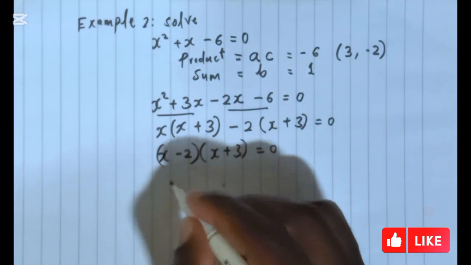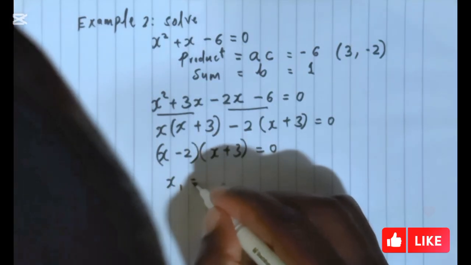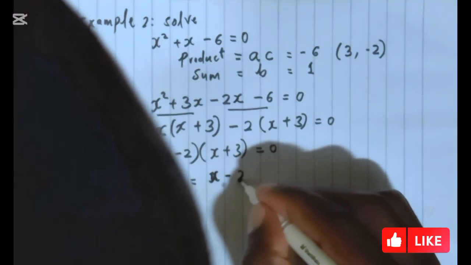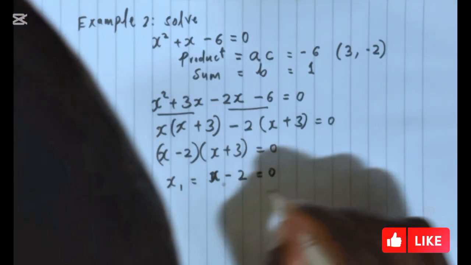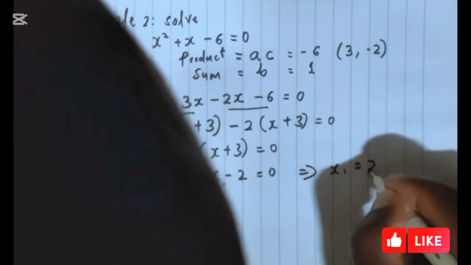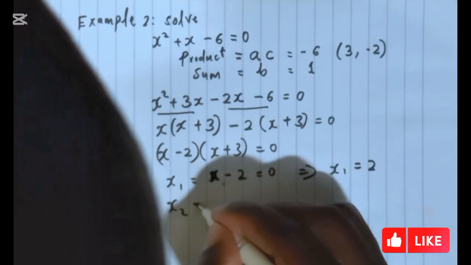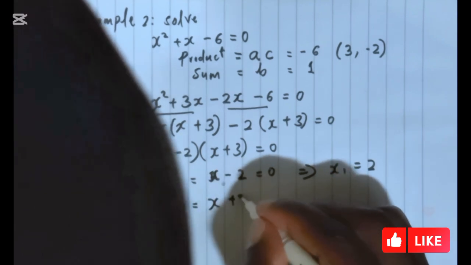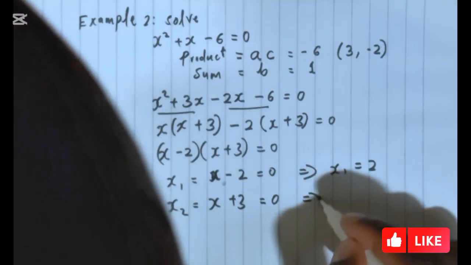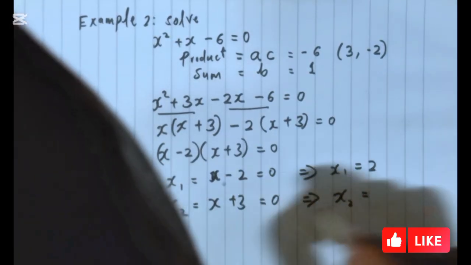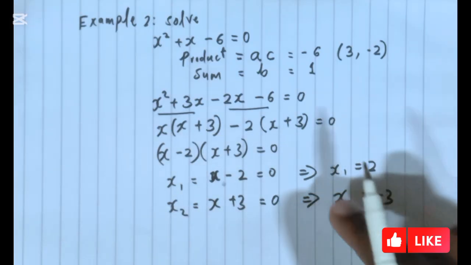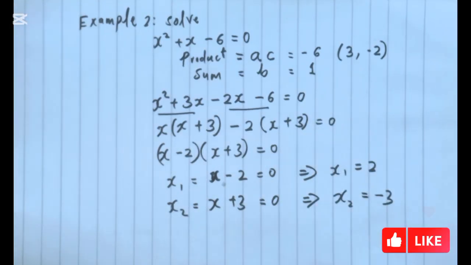be equal to 0. So for x1, we are going to have x - 2 = 0. And so when you make x the subject of the formula, x will be equal to 2. For x2, we are going to have x + 3, that is this one here, equal to 0, and when you make x the subject of the formula, the value of x2 will be equal to -3. So the two values of x are 2 and -3.